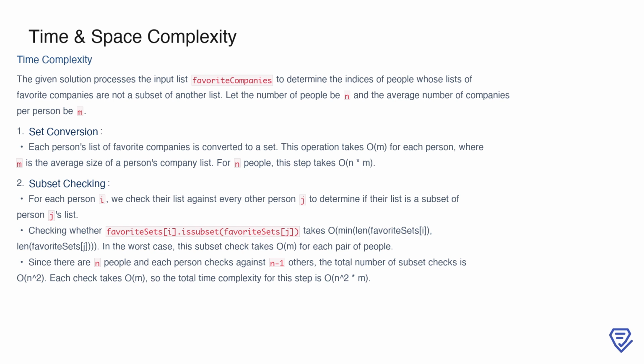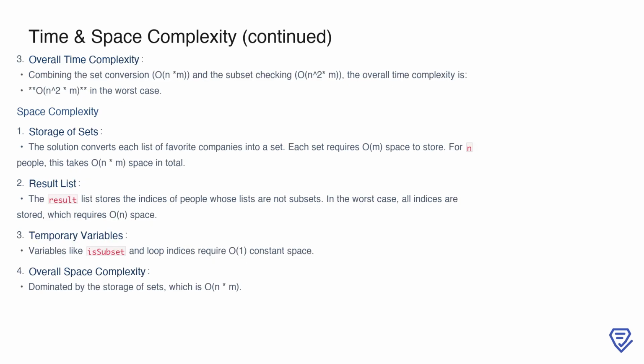Combining these two steps, the overall time complexity of the solution is dominated by the subset checking, resulting in O(n^2 * m). Now, let's look at the space complexity. The primary contributor to space usage is the conversion of lists into sets. Each set requires O(m) space to store the companies for one person, and with n people, this results in a total space requirement of O(n * m).